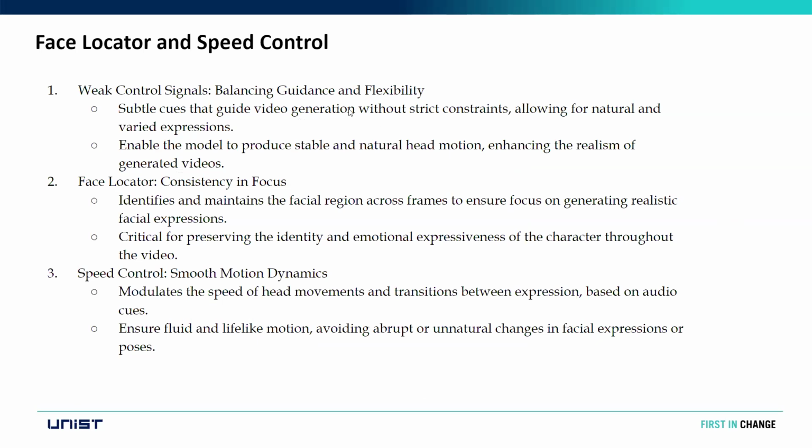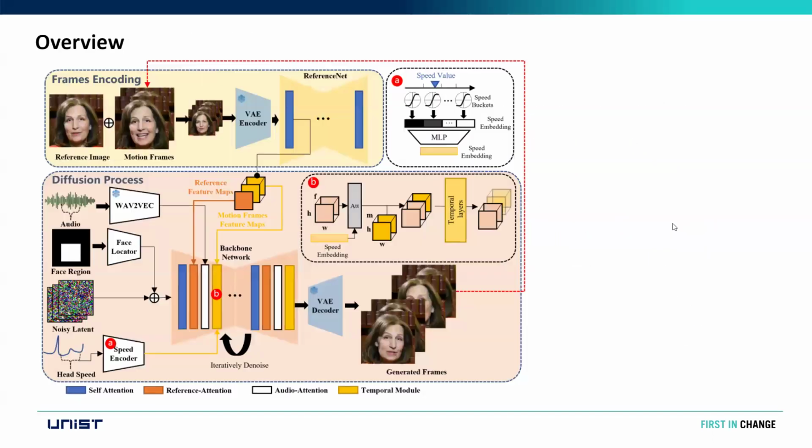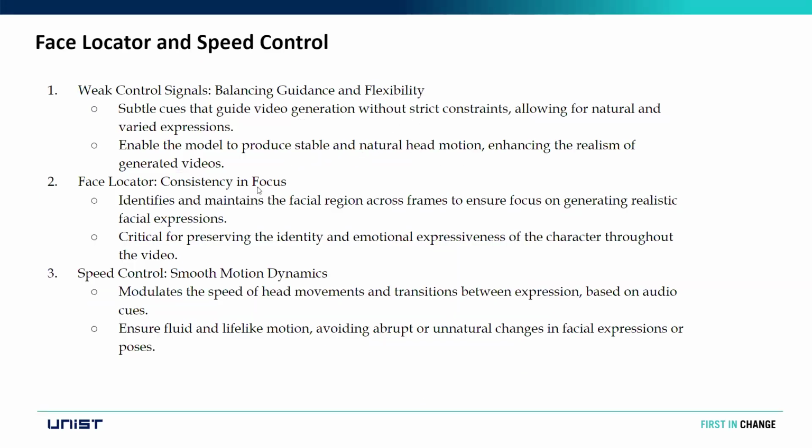Okay, this is about the control modules, these two modules. The face locator, as I said, is a very shallow convolutional neural network to predict the face bounding box, and it is used to constrain the generation, so the face appears at that place. And speed control is used to smooth the dynamics of the head.